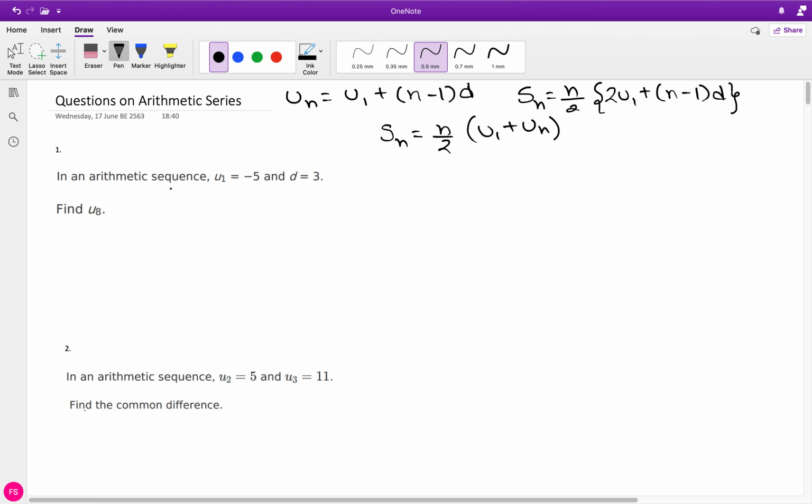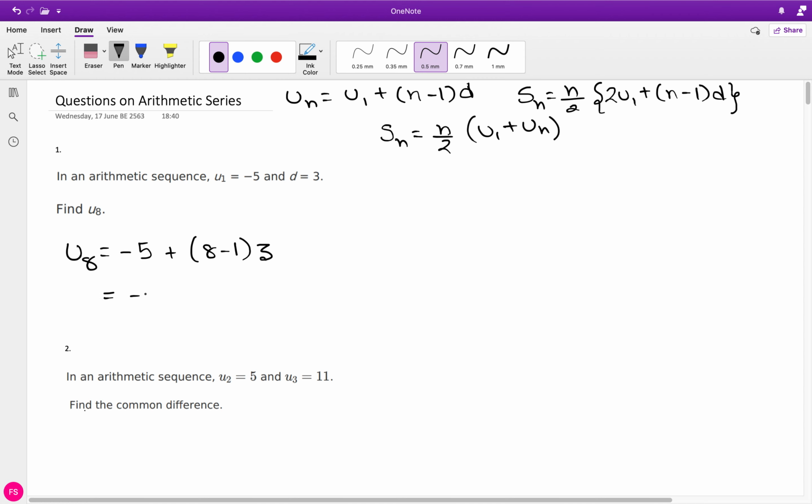In this question, this is an arithmetic sequence. We have the first term, that is -5, and the common difference, which is 3. So we have to find the 8th term. This is very simple. You can just write u8 equals u1, which is the first term, -5, plus n minus 1, which is 8 minus 1, times the common difference. The common difference has also been given, which is 3.